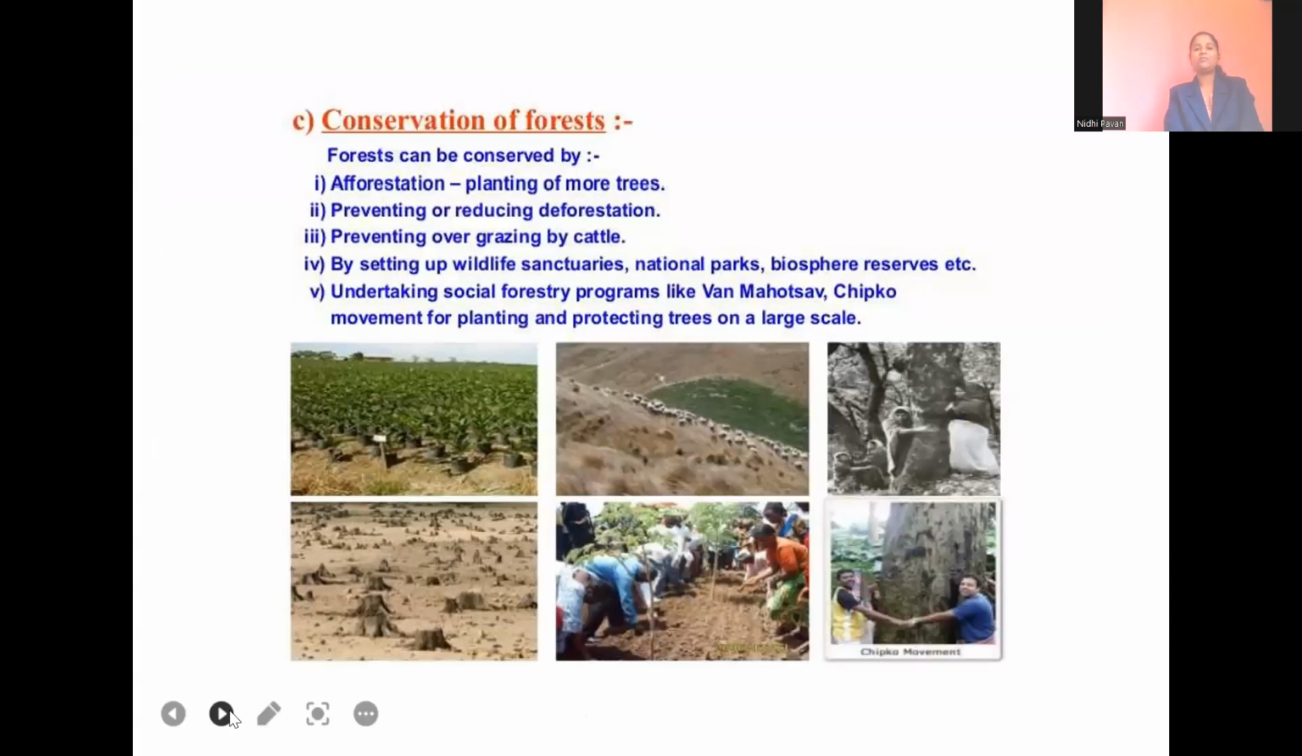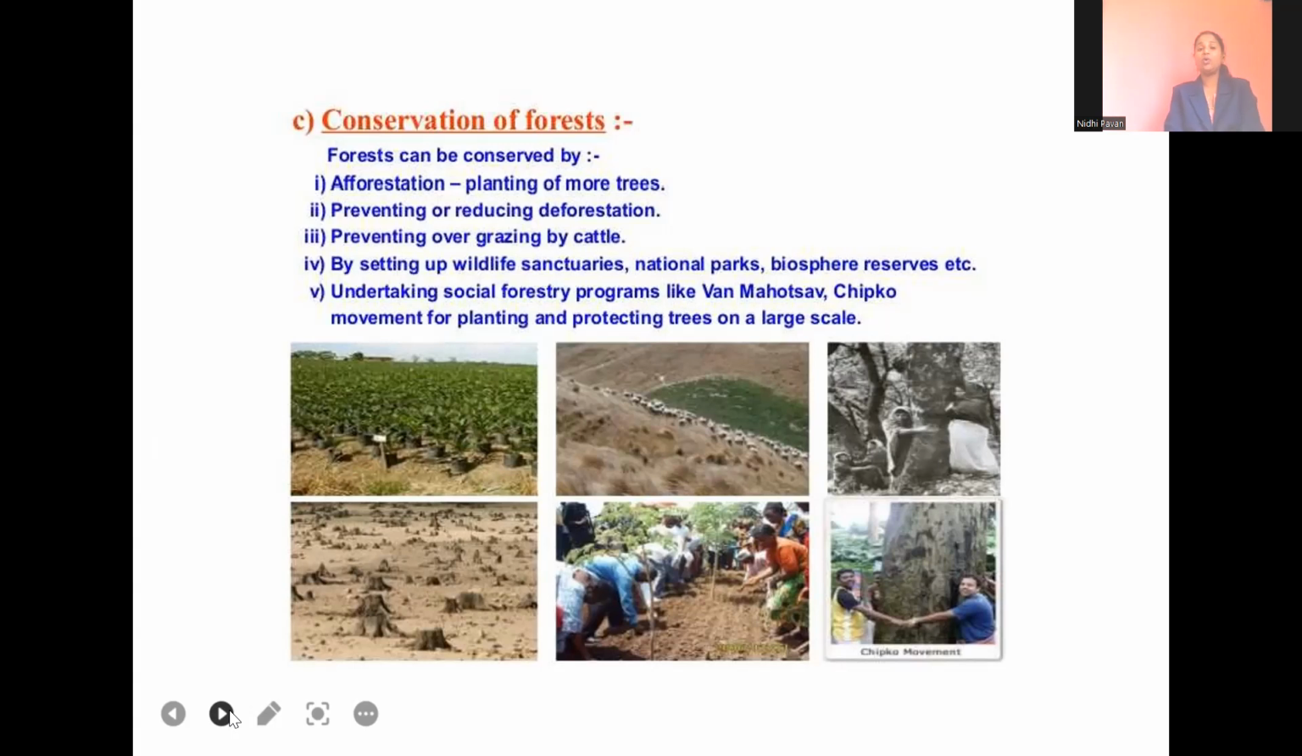So forest can be conserved by afforestation. What do you mean by three? We have deforestation, reforestation, afforestation. De means cutting down the trees, deforestation. Okay. Then reforestation. If you destroy the forest area, in that place only you should grow the trees. That is reforestation. Then afforestation, planting more trees not in a forest area only, wherever the place is available, you can grow the trees. That is afforestation. The next one is preventing and reducing deforestation, that is cutting down the trees.